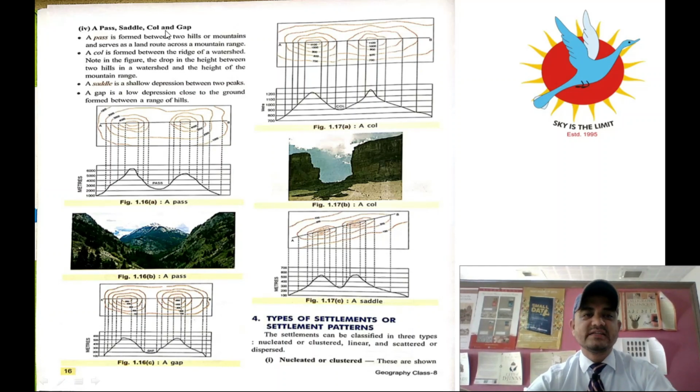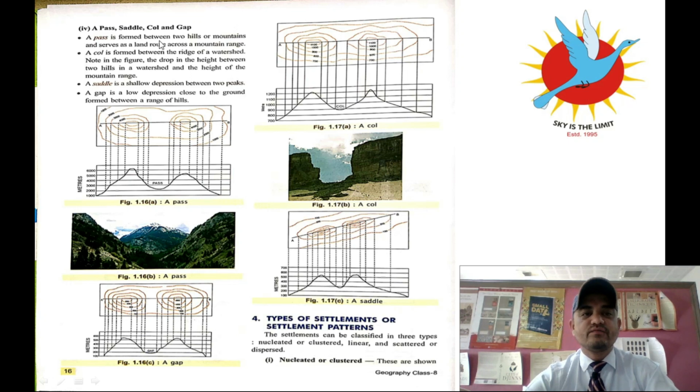Now the next one is a pass, saddle, col and gap. A pass is formed between two hills. A gap can be dry or a gap can be wet. It might be possible that between two mountains a dry gap is there, or it might be possible that between two mountains a river is flowing. If a river is there, it is known as a wet gap. If a plain surface is there, or nothing is there, then it is a dry gap.